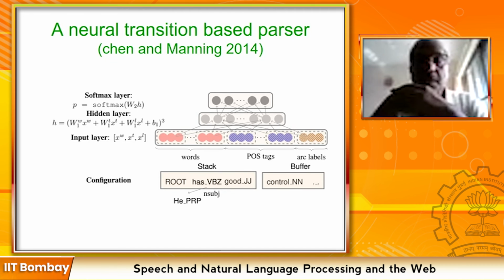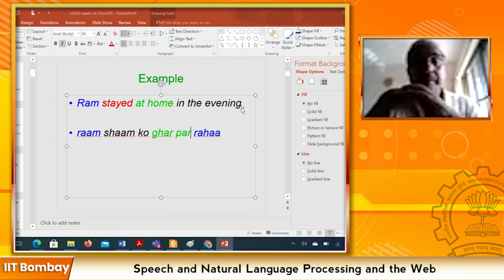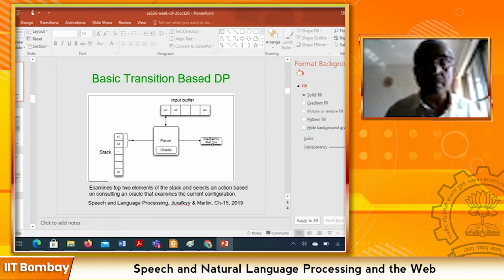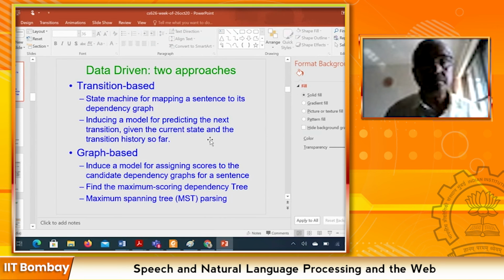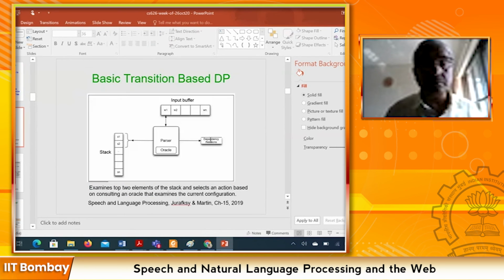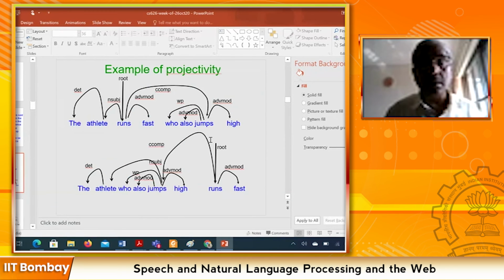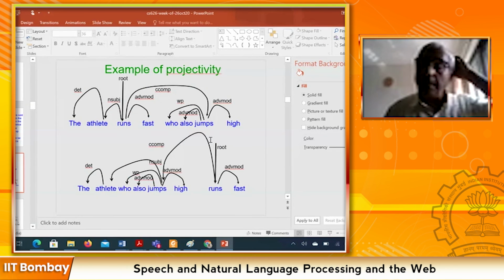Okay, questions? So the first question today is by Saurav Garg. We should keep the head and modifier close, but when we bring "who" also, "jumps" goes high, close to the athlete, it takes "runs" away from the athlete. How do we prioritize which head-modifier pair to keep close?